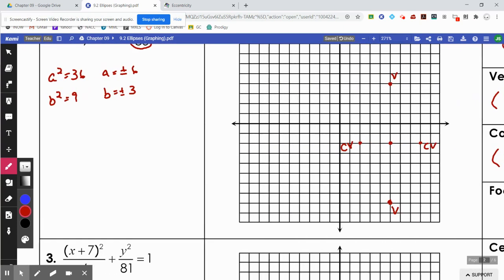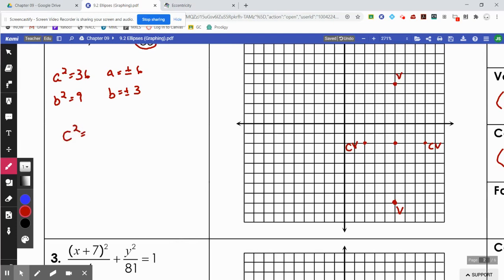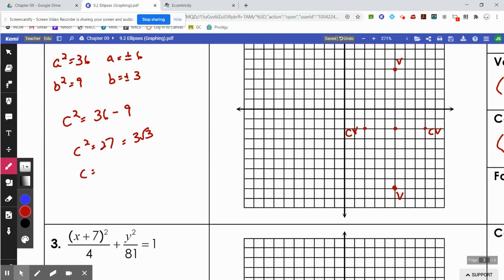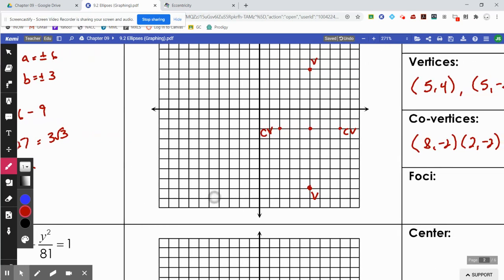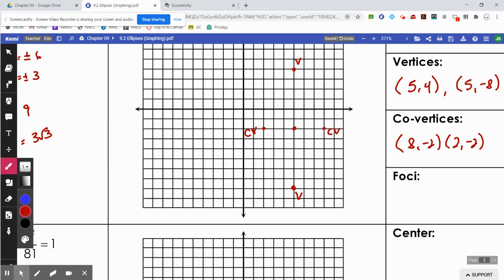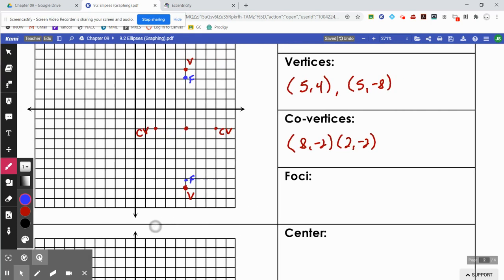Your foci, we know that c squared equals a squared minus b squared. So c squared is 27, or that's the square root of 9 times the square root of 3. That's your exact. Or the approximate value is going to be about 5.2. So from our center, again, it's located on our major axis. So let's go up 5.2 and down 5.2. And there are your two foci.